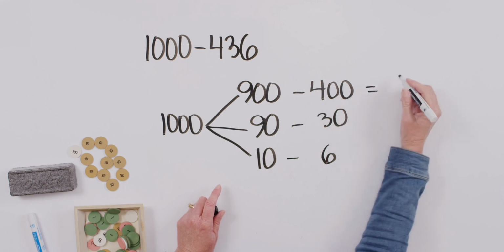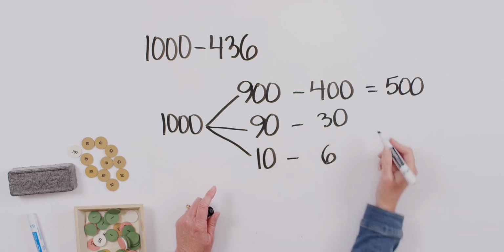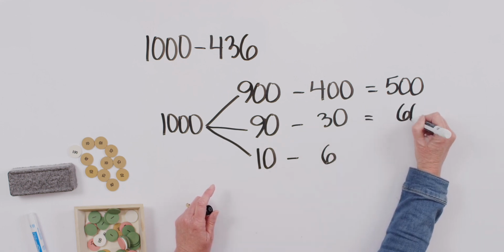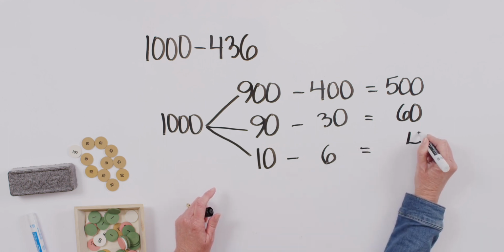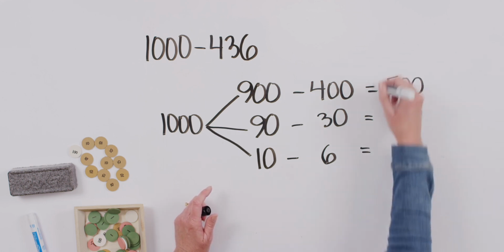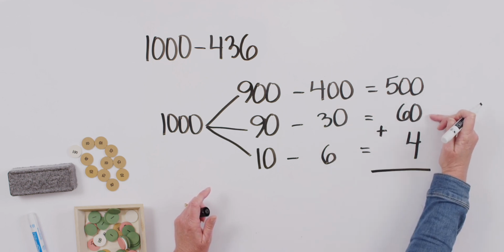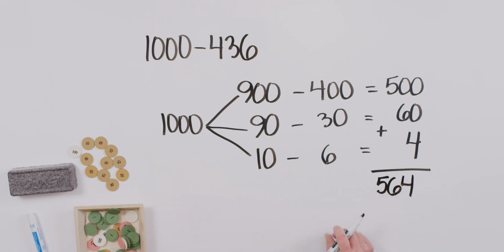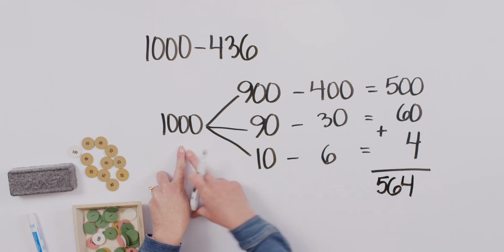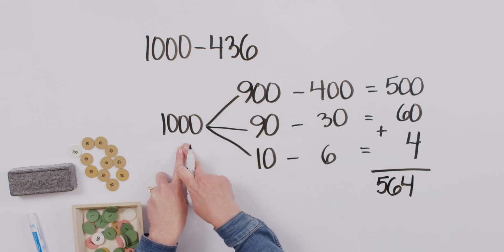So I could do each of these individually. 900 minus 400 is going to give me 500. 90 minus 30 is going to give me 60. And then 10 minus 6 is going to give me 4. Now what would I need to do with all these? I would need to add them together. 500 plus 60 plus 4 is going to give me 564. So you see how we broke up our 1,000 into 900 and 90 and 10? If we added all these together, we would know they would equal 1,000.